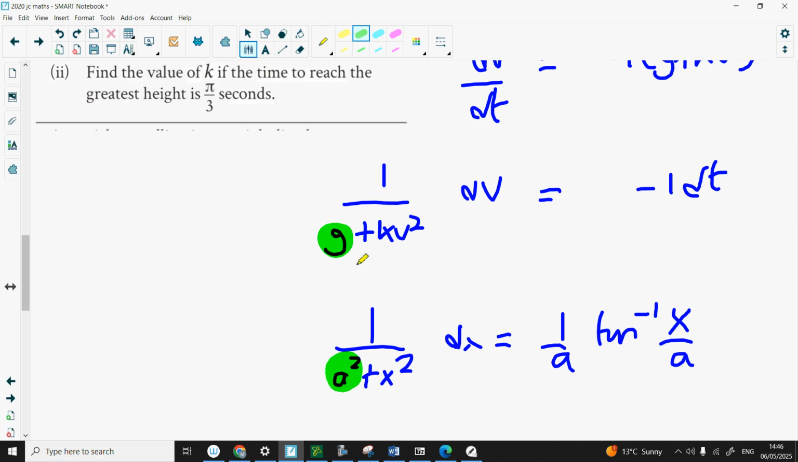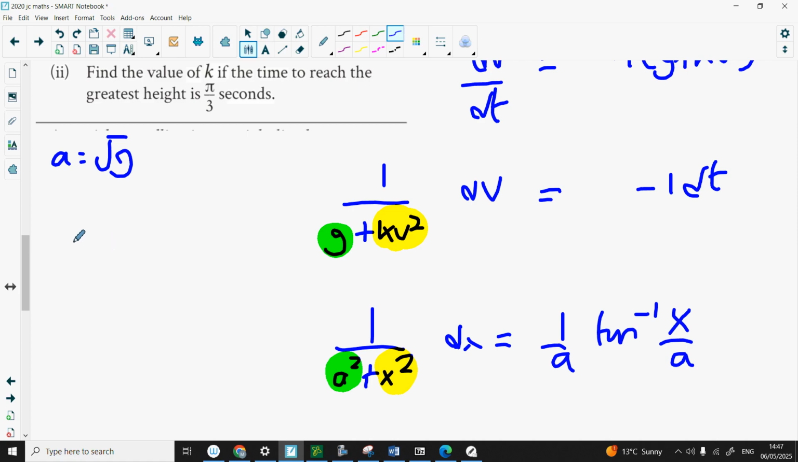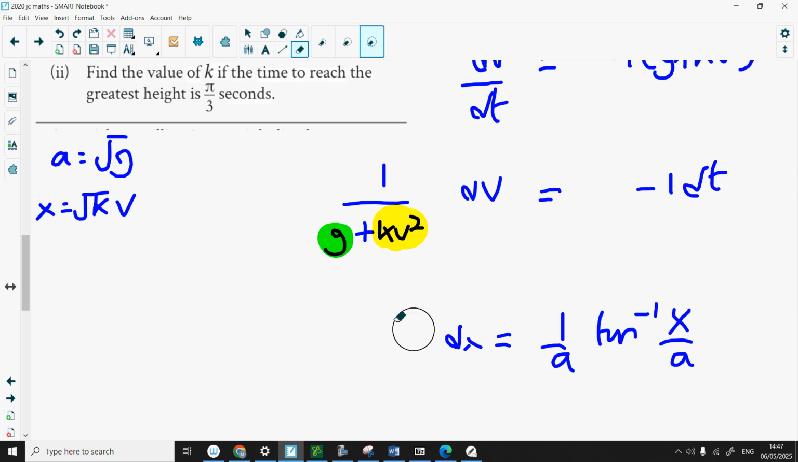Now, what's in the a squared's position? G. Would we just say that a equals root g? That be okay? Then what's in the x squared's position? What do you think? kb squared, yeah? Well, it's not the way the book has it done, but we're going to run it like this. I think we do it like that. Now, how do we think we're going to integrate this now?